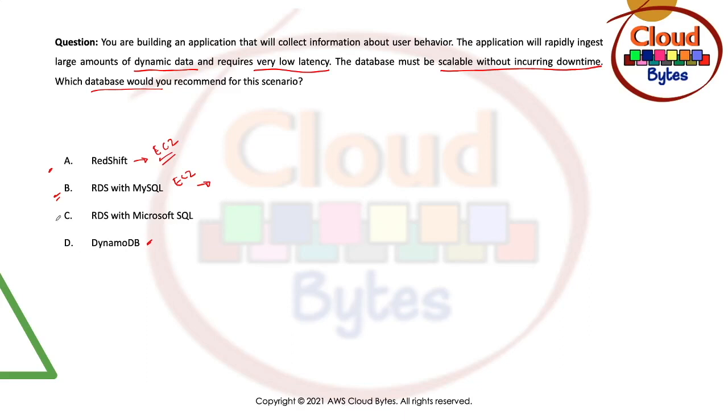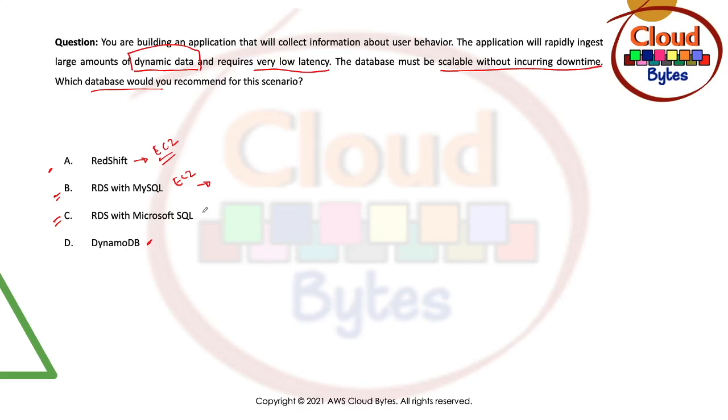Let's look at the third one, which is RDS with Microsoft SQL. Now, rapid ingestion of dynamic data. Dynamic data can change, so one record can be totally different from the previous one. So this data will change frequently.